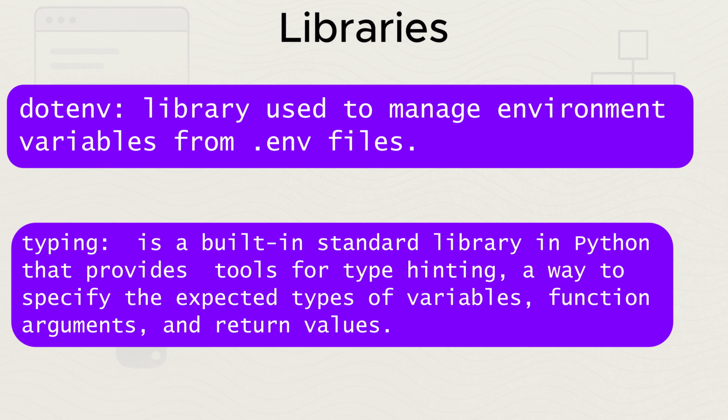Typing is a built-in standard library in Python that provides you with tools for type hinting, which is a way to specify the expected type of variables, function arguments, or return values. These two are normally used within LangChain-based applications, and you will find them directly if you need to use some functions within LangChain and so on.